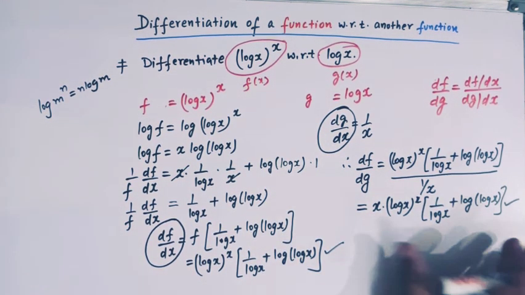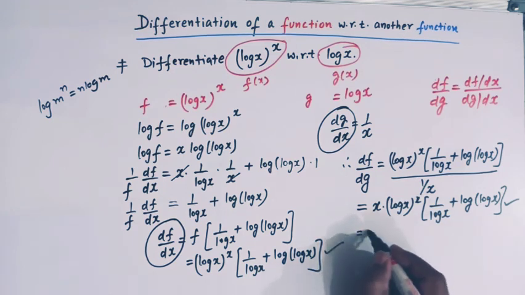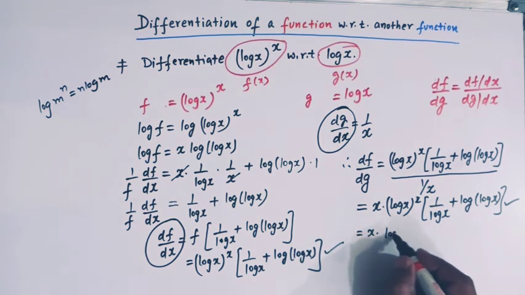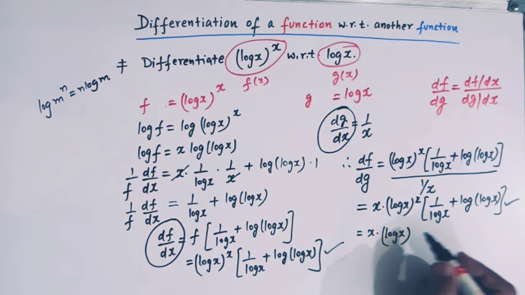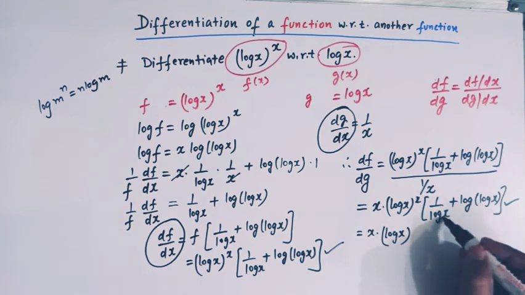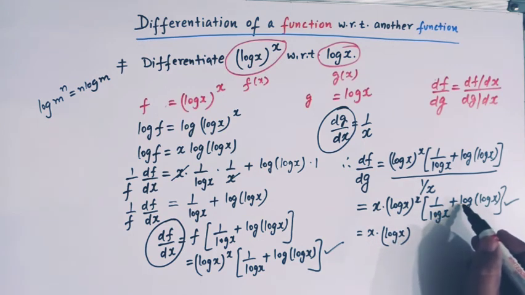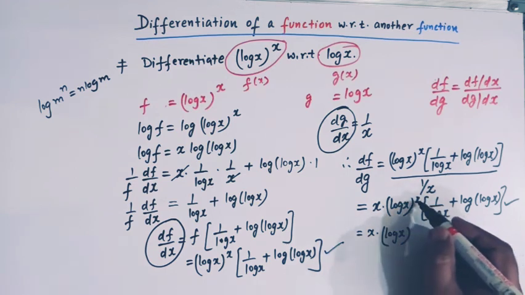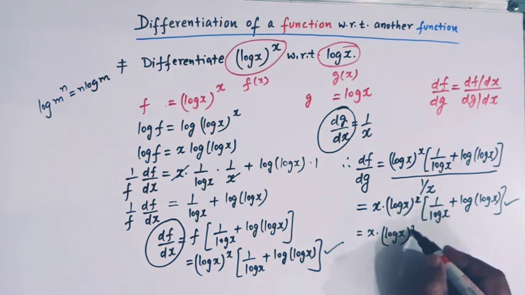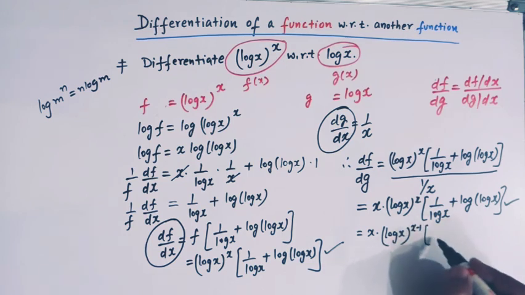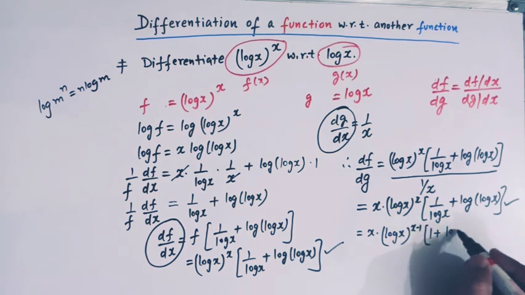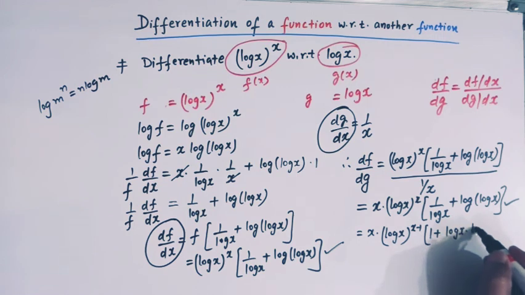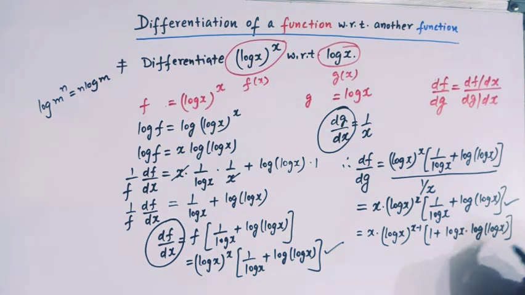Now this expression can further be written as x times log x raised to, taking log x as the LCM here, and then taking log x to the numerator. So we have x minus 1 here, then we have 1 plus log x times log of log x, right? So this is the required expression.